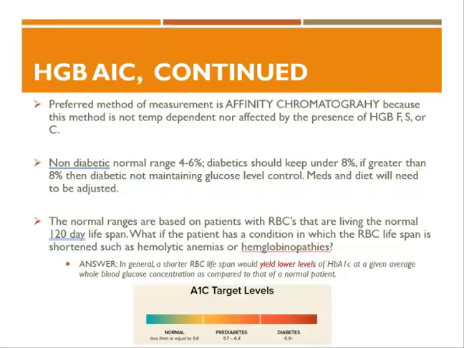But something you need to think about with your A1C test is that the A1C is based on normal ranges of patients that have red blood cells that live the normal 120-day lifespan. But what if a patient has a condition in which the red blood cell lifespan is shortened, such as hemolytic anemia and hemoglobinopathies, where the red blood cells are not making it to that 120 days? The answer in general is a shorter red blood cell lifespan would yield lower levels of A1C.